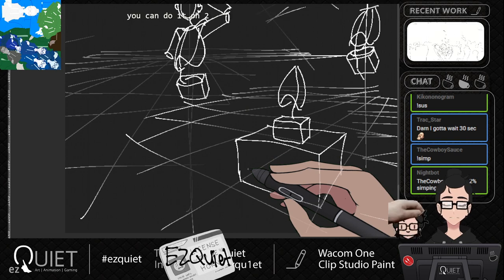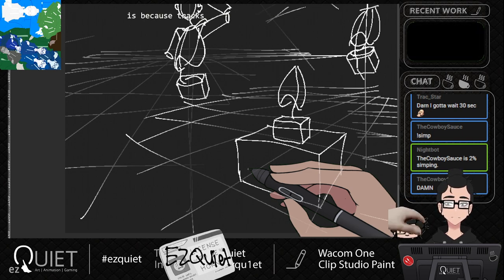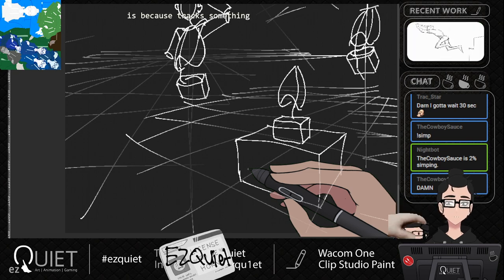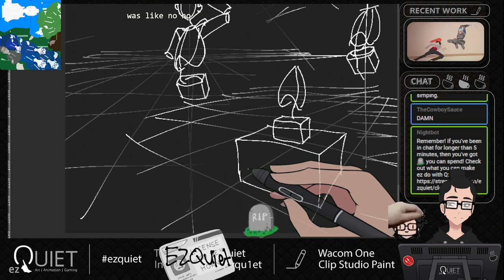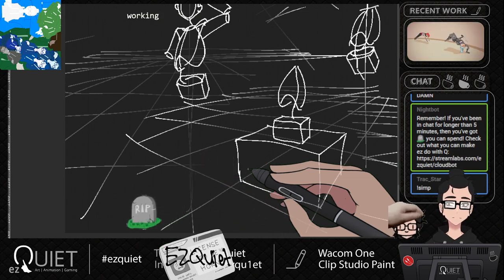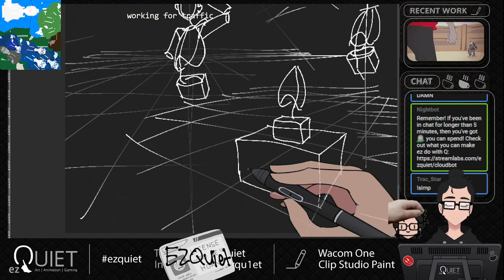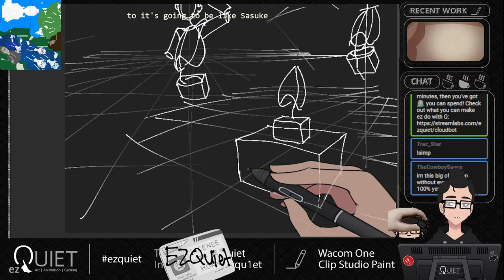Oh, 2%. Dude, why is it getting worse? Damn. How is it getting worse? Holy shit. You know, the reason it didn't work for Track is because Track's simping percentage is so high that the bot was like, no, we can't embarrass Easy, Kiko, and Sauce. We gotta hold back. It's still not working for Track. Holy shit, what the fuck? Why not? I'm telling you, it's because Track, you're such a high percentage that you're gonna put us to shame. It's gonna be like Sauce, Kiko, and Easy, the number one shrimps all around.